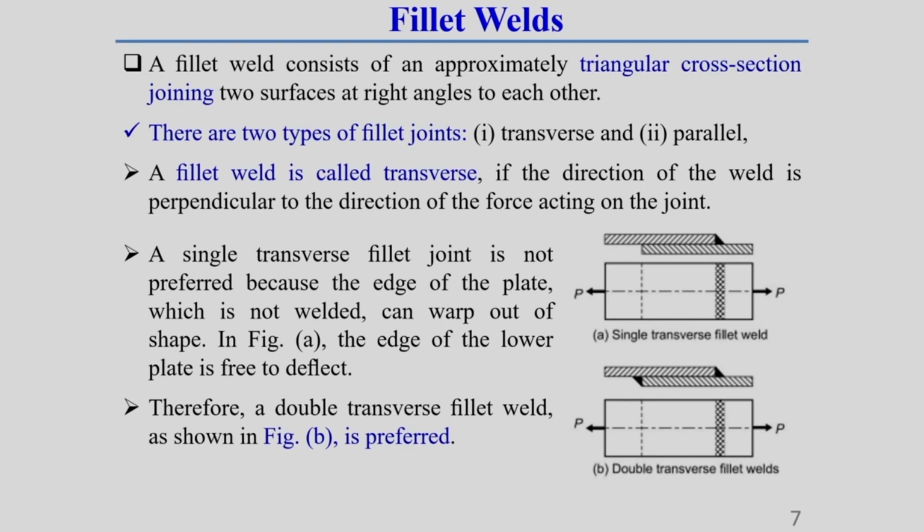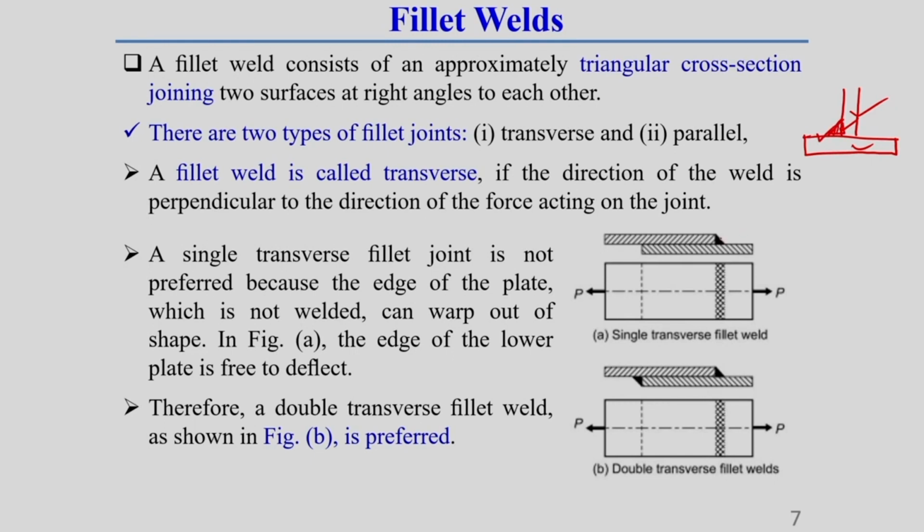Now, we will discuss fillet weld. So, what is a fillet weld? A fillet weld generally consists of an approximately triangular cross section joining two surfaces at right angle to each other. What does it mean? Here you see, this is a plate, and another plate is at right angle to it like this. This is a vertical plate, this is a horizontal plate. So, here the fillet welding is generally done between two surfaces which are almost perpendicular to each other. This is one surface, this is another surface. So, here this fillet welding is generally done.